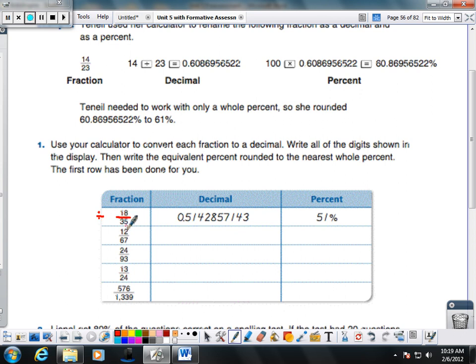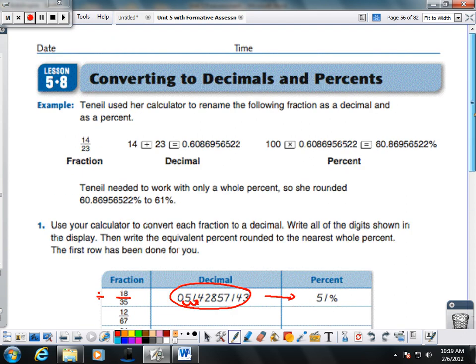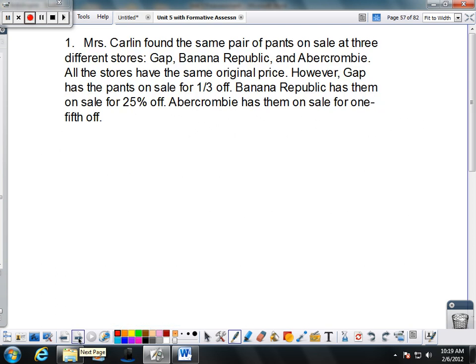And then to go from this big, long, crazy decimal to the percent, all they did was take the decimal and move it 2 places to the right, and then they rounded. So I get 51.4, and they round it to 51%. So that's a pretty easy problem to do. We are going to take a look at a couple of story problems here.